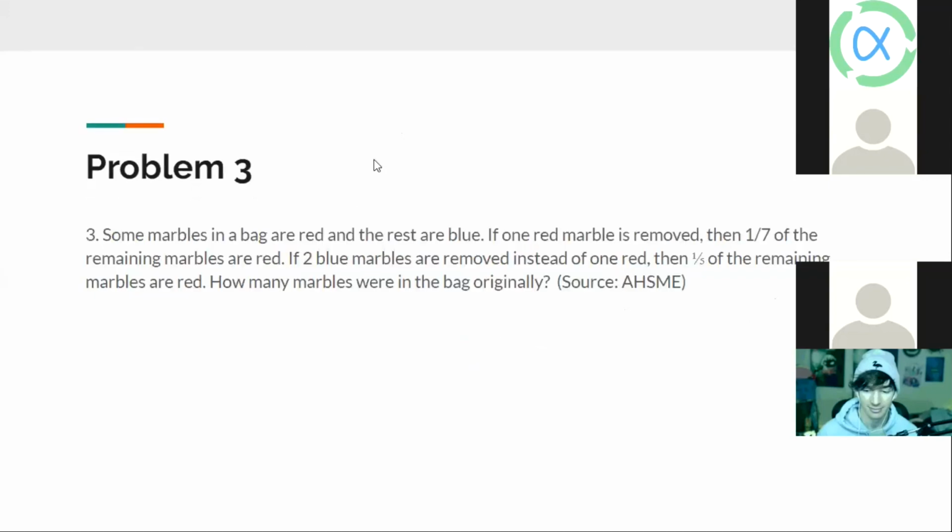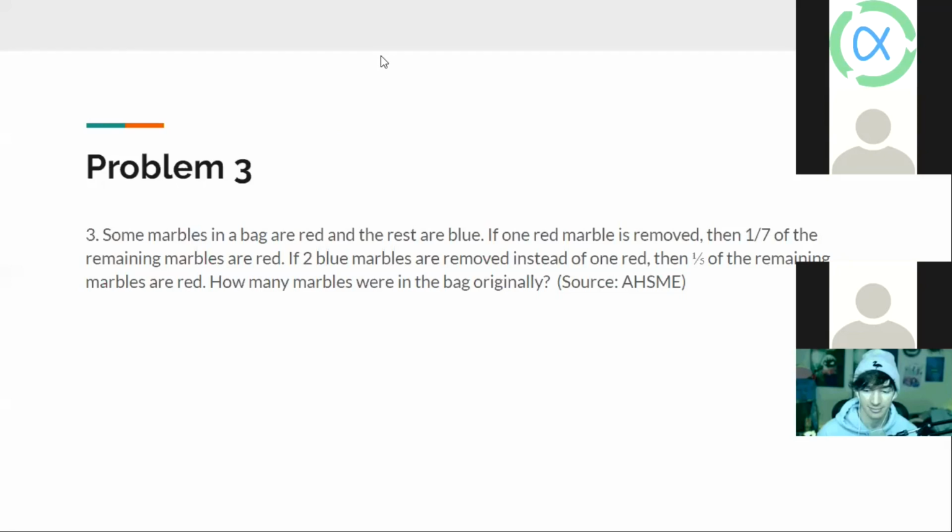Okay, so some marbles in a bag are red and the rest are blue. If one red marble is removed, then 1/7 of the remaining marbles are red. If two blue marbles are removed instead of one red, then 1/5 of the remaining marbles are red. How many marbles were in the bag originally?